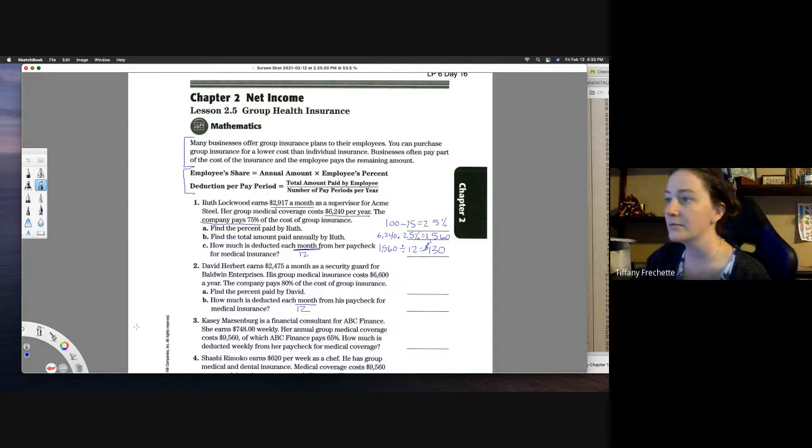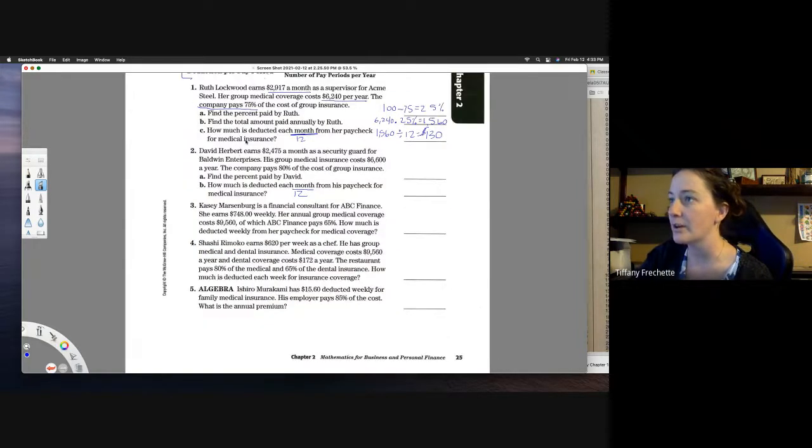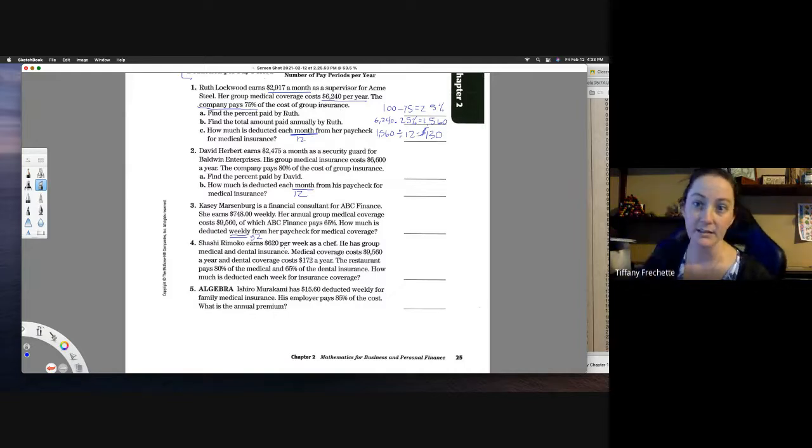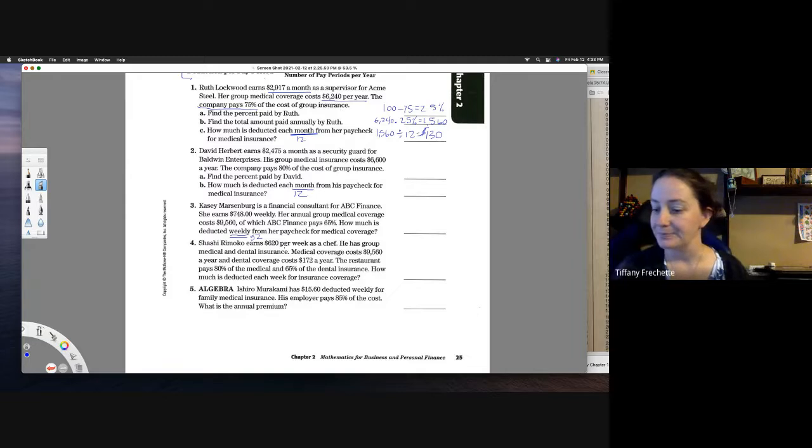Okay, the next one is very similar. Sorry, I just want to look at my notes here real quick just to make sure I know what to note on here. So we're doing exactly the same thing. We need to make sure we know what is the employee's percentage, then calculate the annual, and then this time is weekly. So instead of 12, we're going to divide by 52 because they get 52 payments for the year, because weekly, there's 52 weeks in the year.